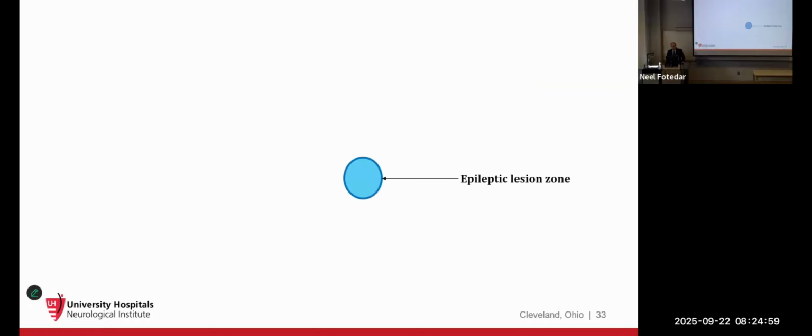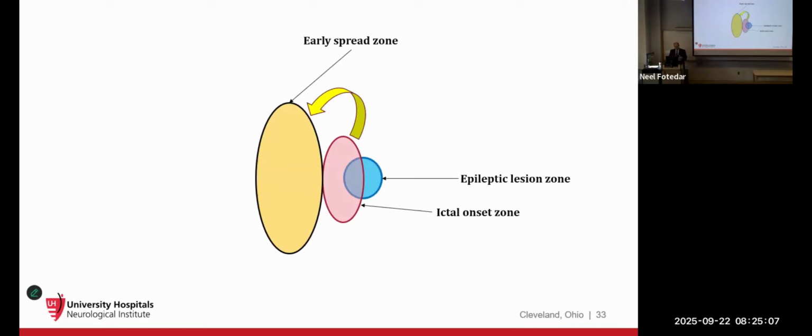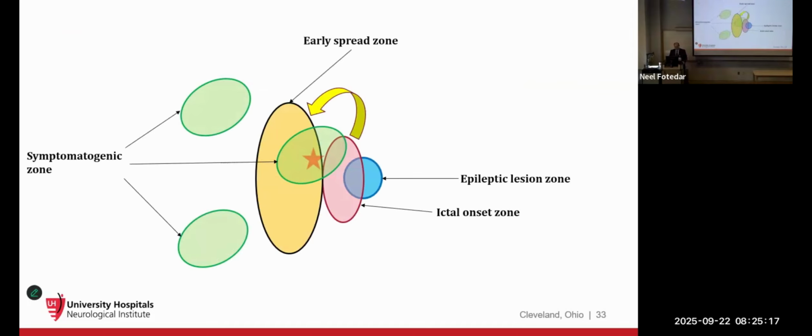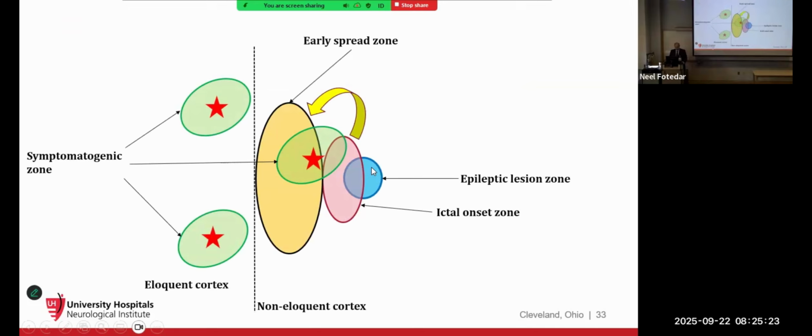So what is the relationship between all these zones? You have the epileptic lesion zone, then you usually have the area of the brain where the seizure starts and usually spreads into a certain territory, which is usually the early spread zone. And then you have the various symptomatogenic zones producing the various symptoms of the seizure, which may or may not overlap with these areas. What your hope is that all of this stuff is in the non-eloquent cortex. So if you have to resect it, you can resect it safely. Of course, that doesn't always happen.